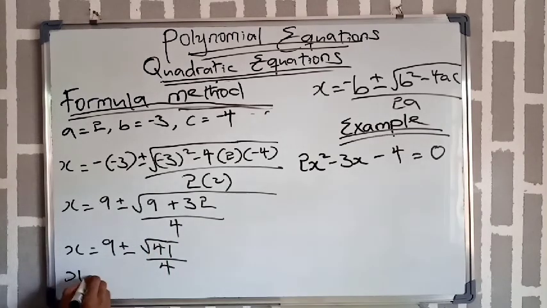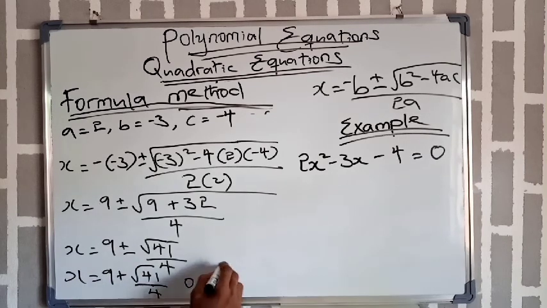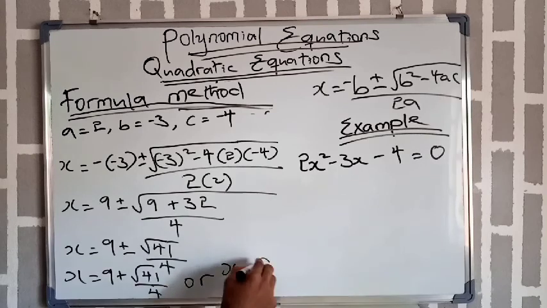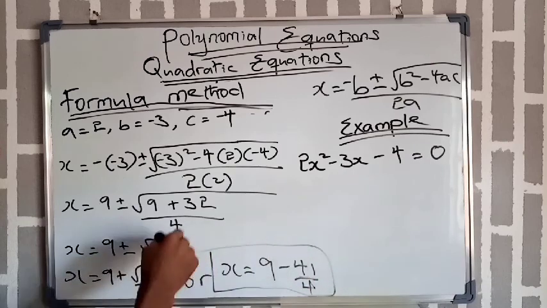Simple like that. That means x equals 9 plus 41 over 4, or x equals 9 minus 41 over 4. This is your answer, applying that formula.